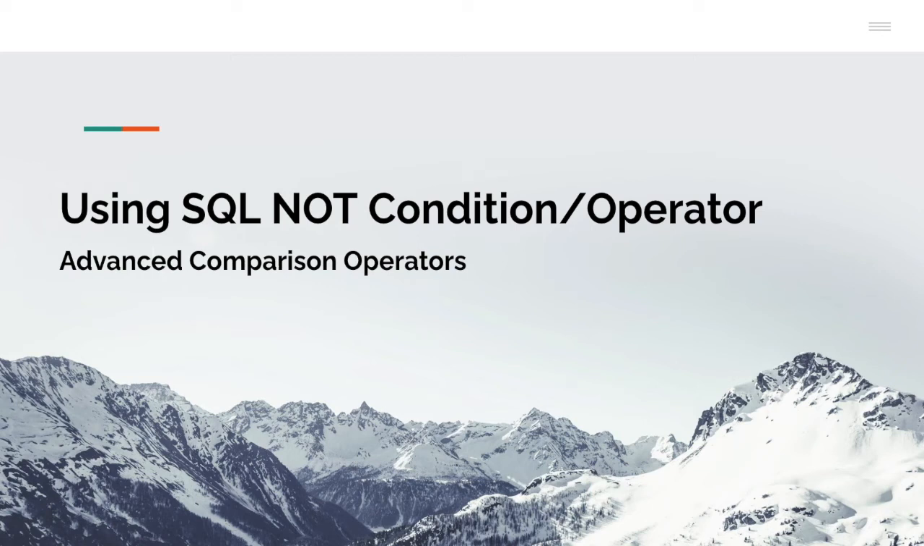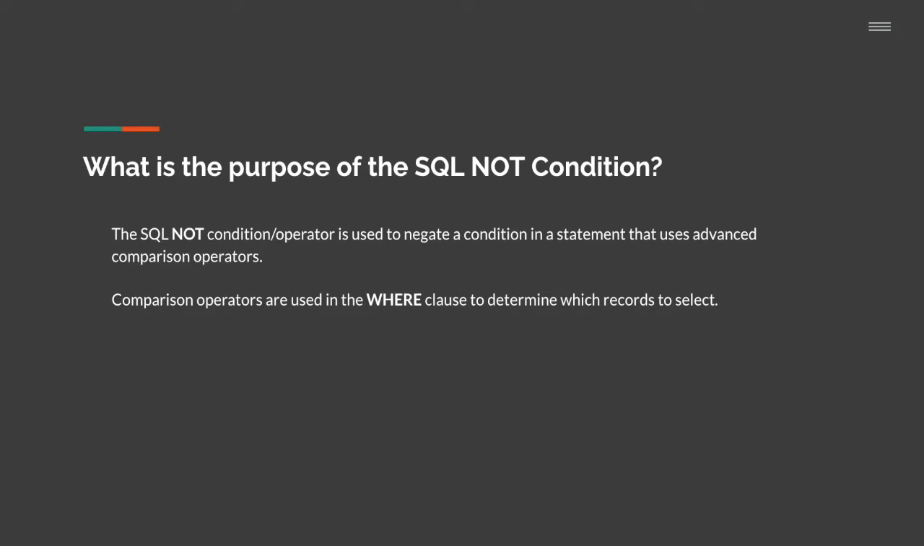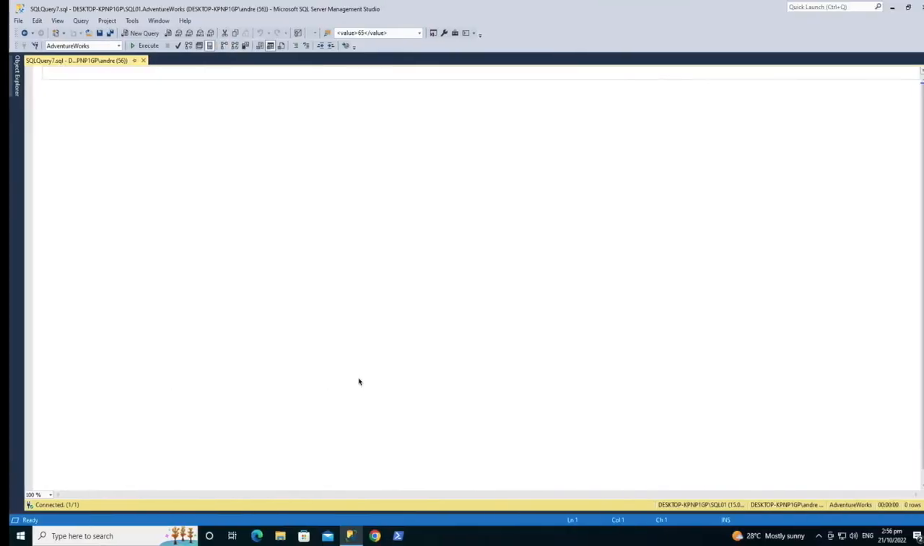Let's take a look at how to use the SQL NOT condition. What is the purpose of the NOT condition? It is used to negate a condition in a statement that uses advanced comparison operators. With it being a comparison operator itself, it is utilized in the where clause. Let's take a look at it in action to get a full understanding as to how it works.